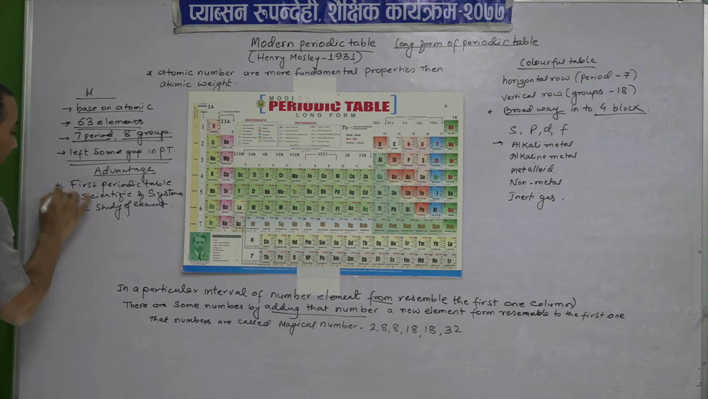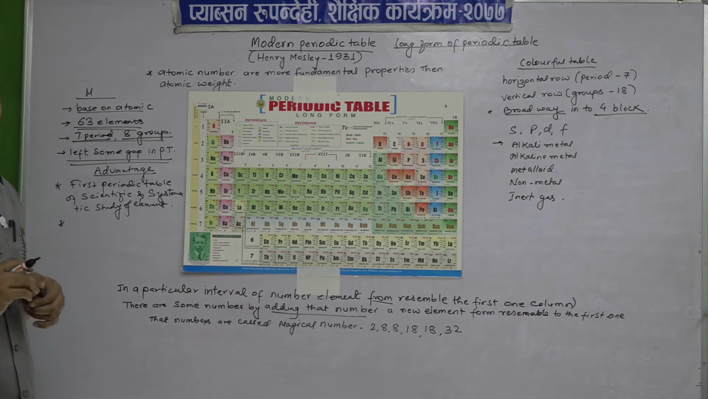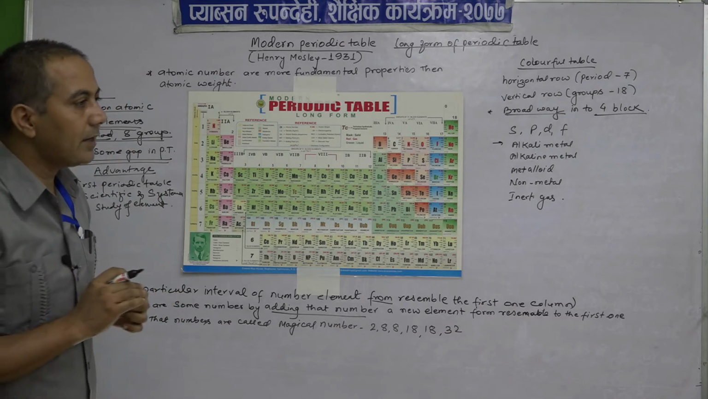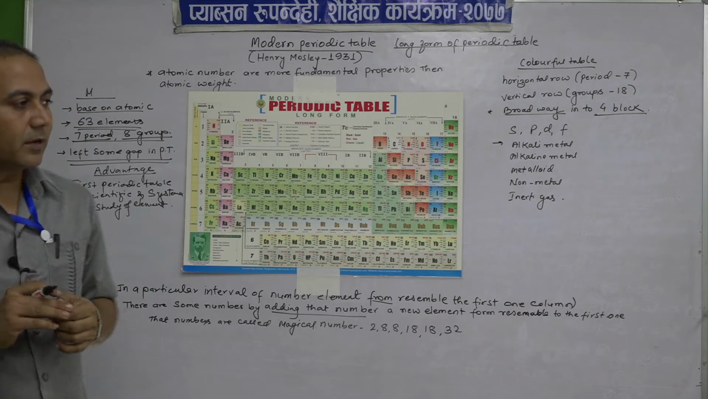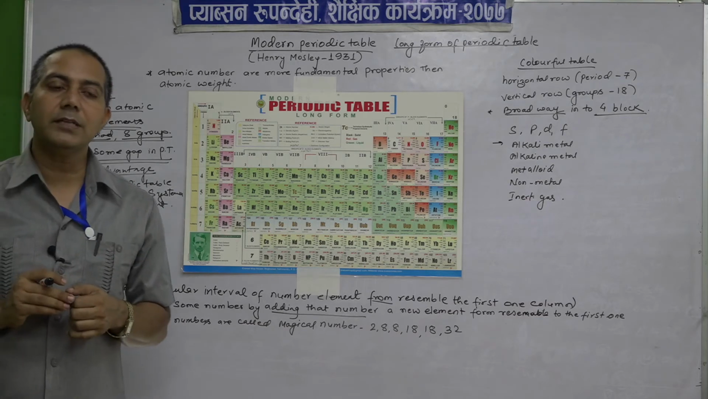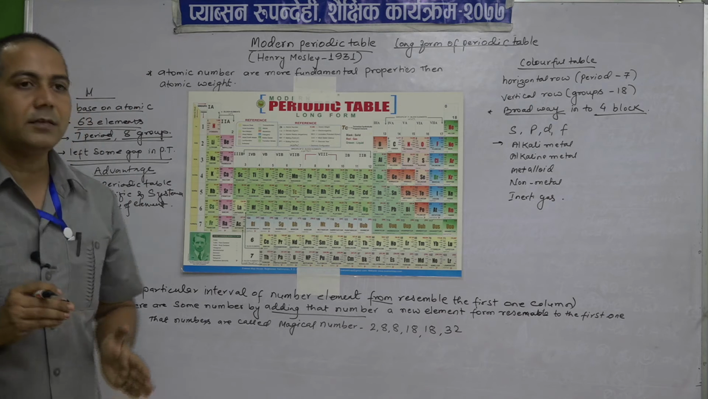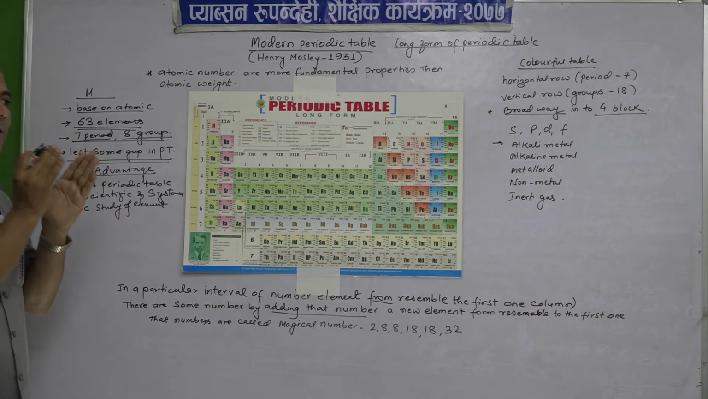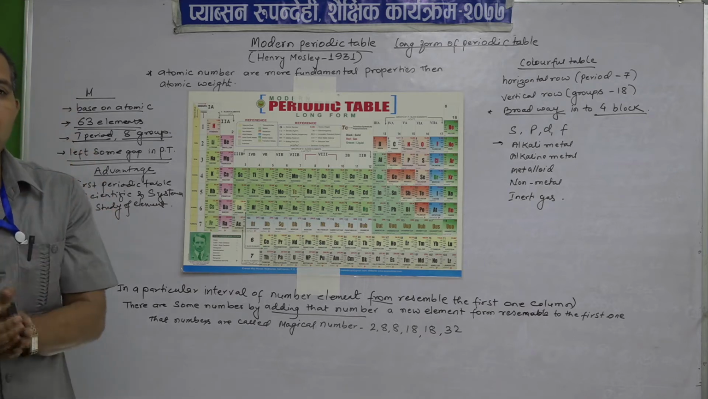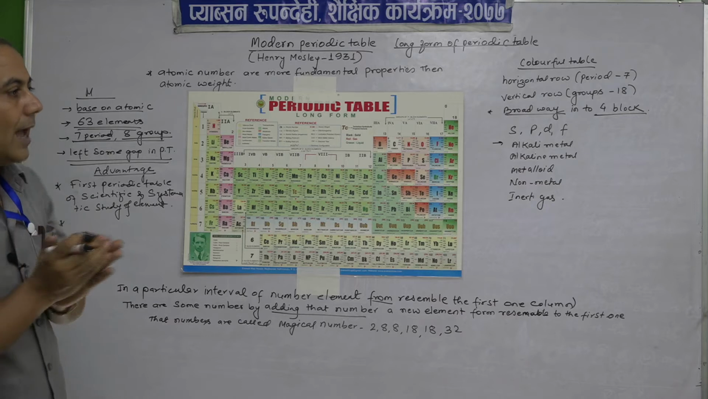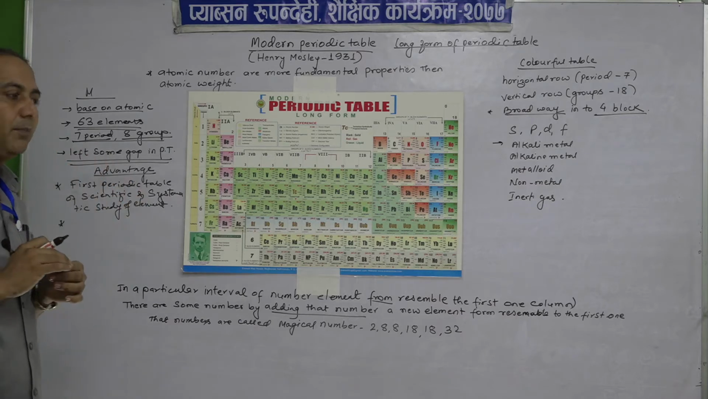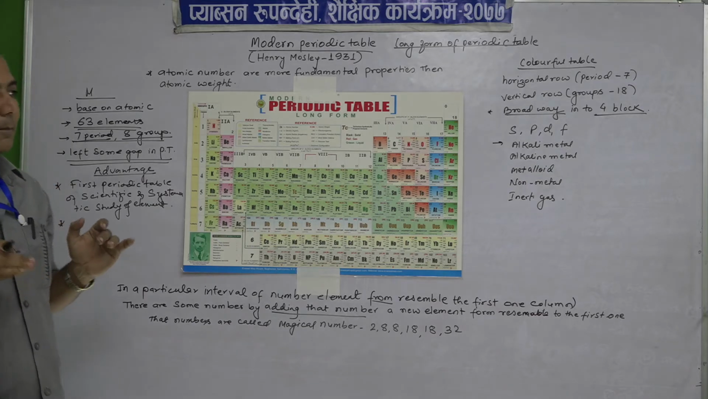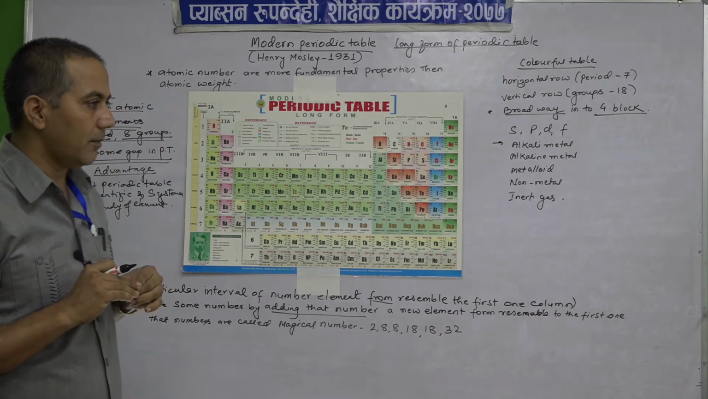The other advantage is that elements of similar chemical properties are placed in the same group. Similar characteristics are placed in the same group, and dissimilar properties are kept in different groups. That is another advantage of the Mendeleev periodic table.